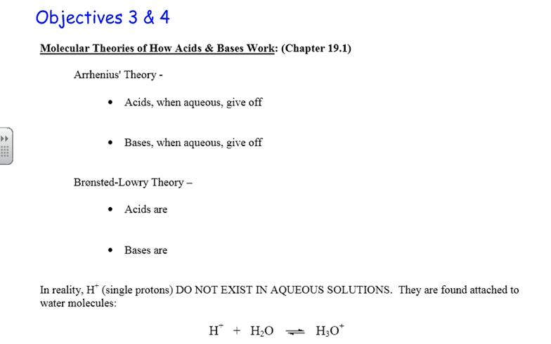We're going to continue on with objectives 3 and 4, which state that we will compare and contrast the acid-base theories of Arrhenius and Brønsted-Lowry, and we will identify conjugate acid-base pairs in equations. Molecular theories of how acids and bases work. Well, there are two main theories that you will be responsible for knowing. Arrhenius' theory says that acids, when they are aqueous, when they're dissolved in water, will give off hydrogen ions as the only positive ion.